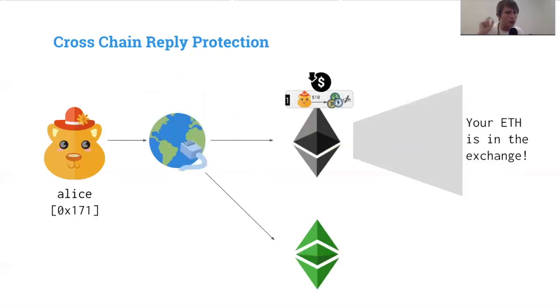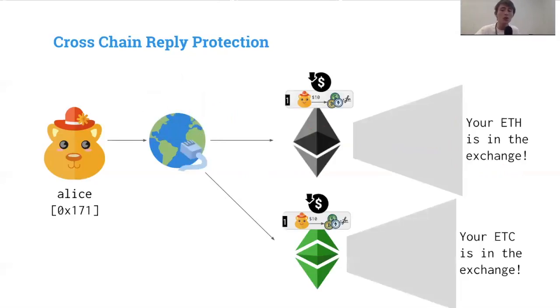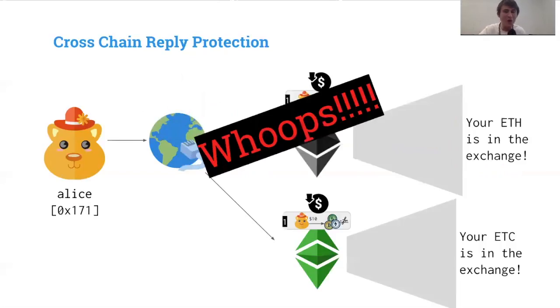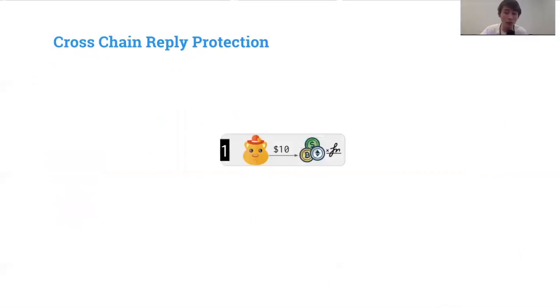However, that same transaction would then be replayed onto the Ethereum Classic chain, and now you would have not only your ETH in the exchange, but also your ETC. So, whoops, that was not intended, right? Alice was saying, I want my Ethereum to go onto your exchange. Alice was not necessarily wanting her Ethereum Classic to go onto that exchange as well. This is not intended behavior. The language which Alice was using was not descriptive enough to provide her intent for that transaction.